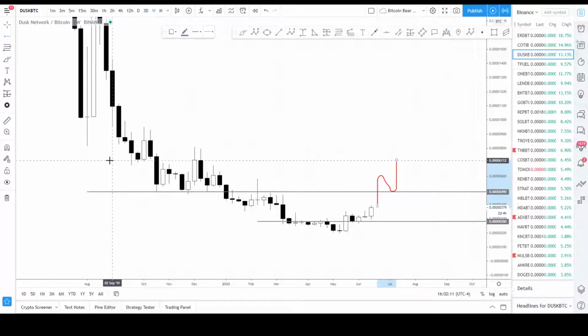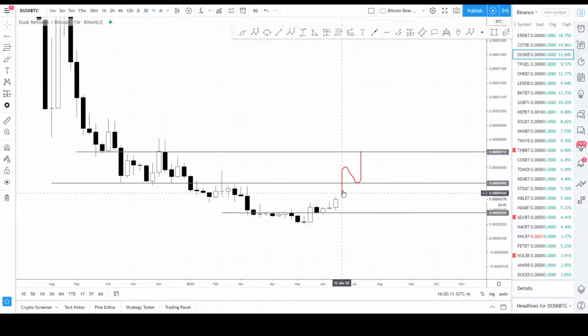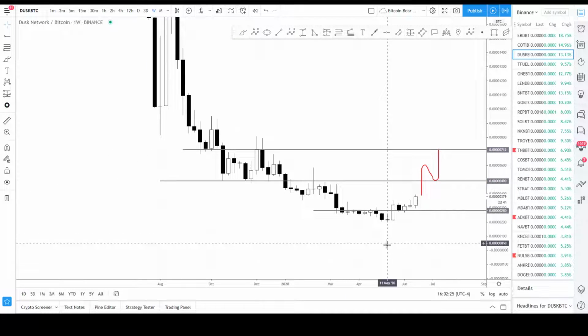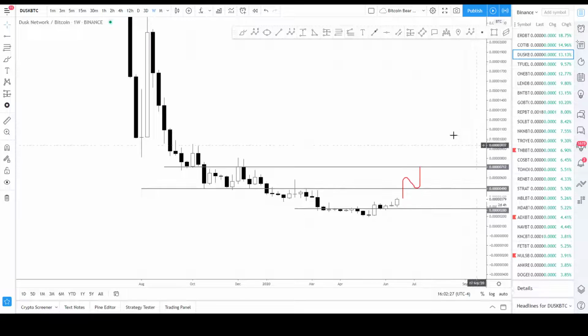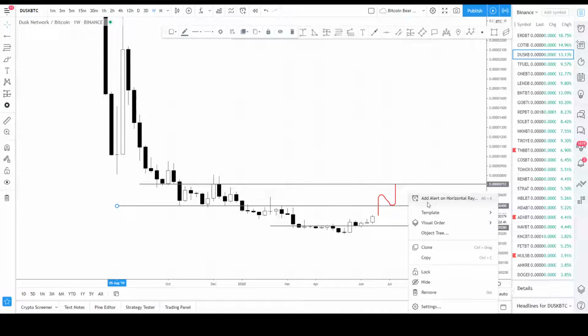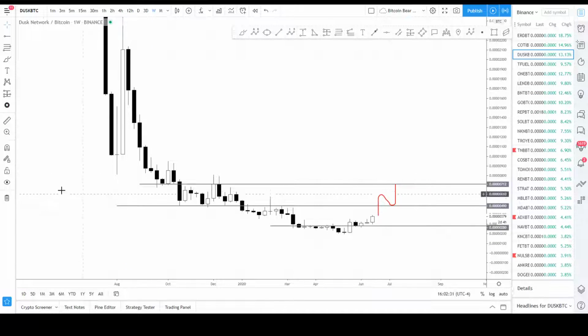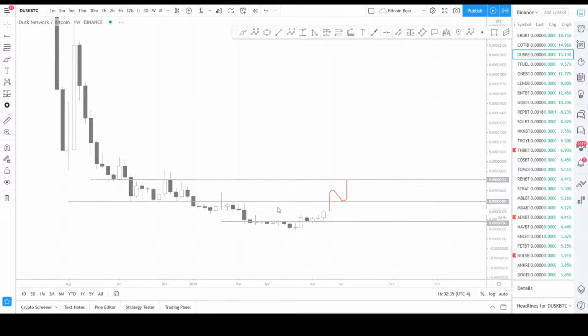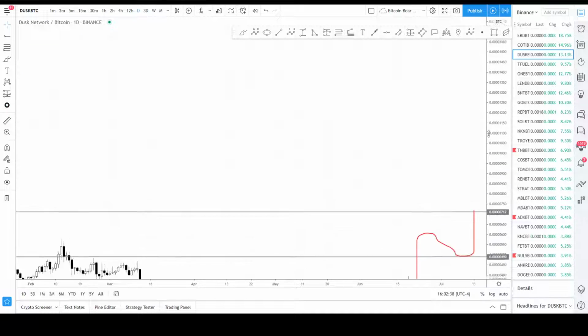716. So our condition is if this breaks, and then if it pulls back into our zone, and then we're going to long that up to here, and our stop loss is going to be below the previous low of the last candle. What we really want to see is a nice bullish engulfing with volume. So again, you can just throw some alerts on this, click add alert on the horizontal ray, so you know when it breaks up above it.